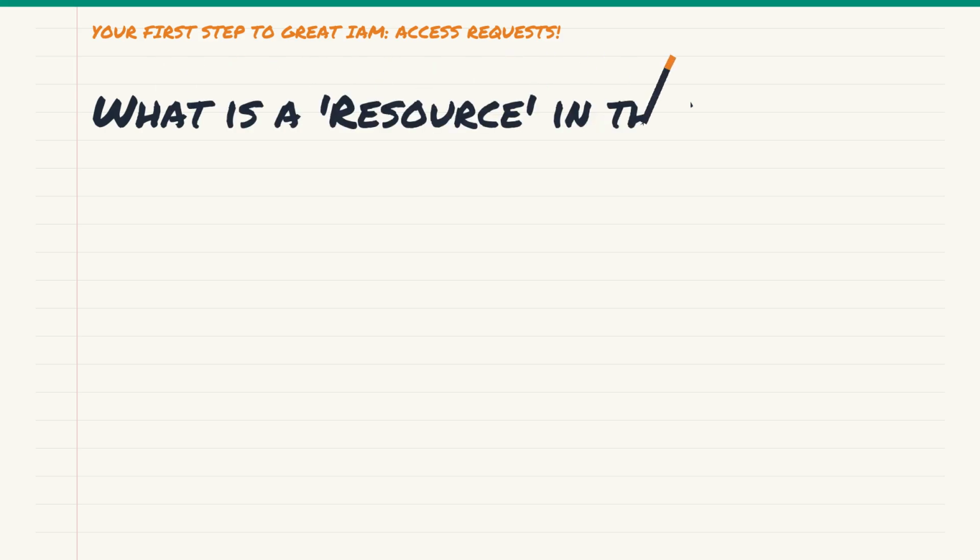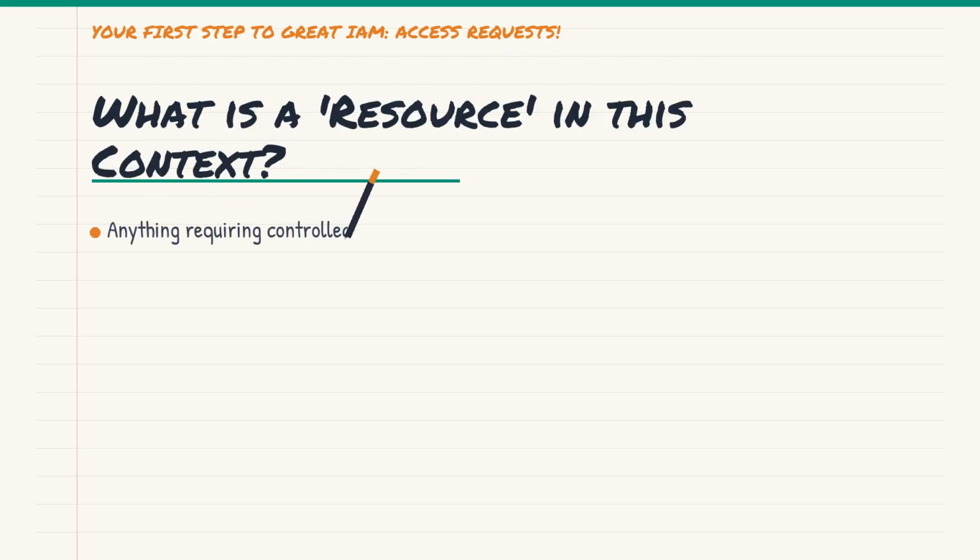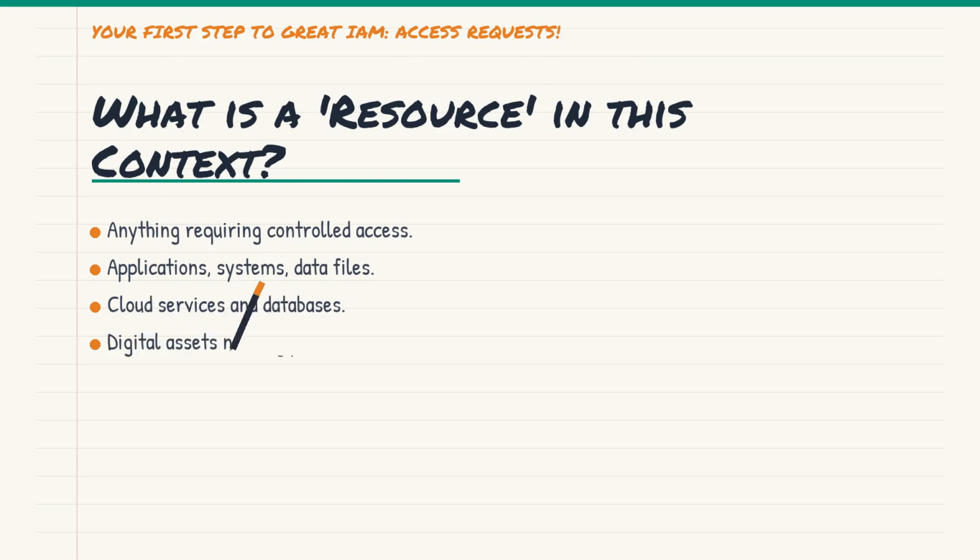We often talk about resources. What exactly are we talking about here? A resource is anything that needs controlled access. This could be a file server, a specific database, a cloud application like Salesforce, or even a shared printer. It's basically any digital asset or service that has information or functionality that needs protection from unauthorized eyes or hands. So, when you request access, you are asking for permission to use one of these resources.